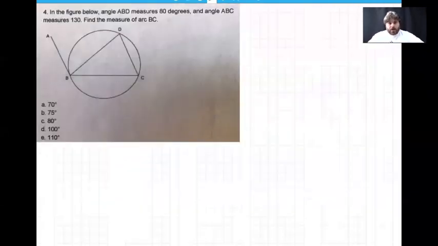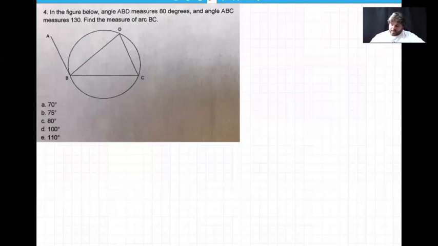All right, in the figure below, angle ABD measures 80 degrees and angle ABC measures 130. Find the measure of arc BC. Okay, so it looks like we've got a tangent line here, right? You can see this line here, it's just touching once and moving on. So if we know that that's a tangent line, we know we've got this angle here that relates to this arc, right? This arc will be double what this angle ABD is.